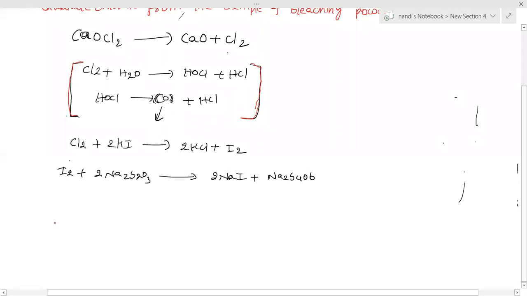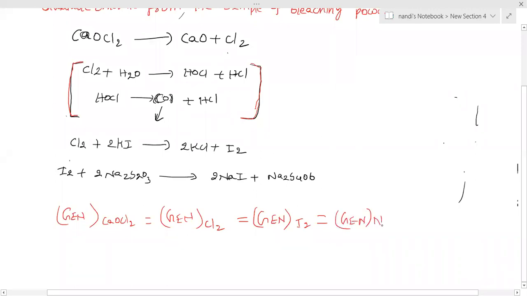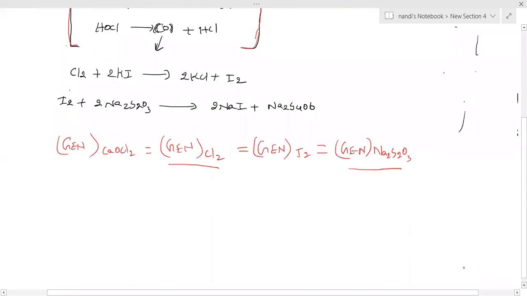So you can write here GN of bleaching powder, that is CaOCl2. You can write GN of Cl2. And Cl2 reacts with whom? I2. Next, I2 reacts with whom? Hypo solution, which is nothing but Na2S2O3. But mostly they will ask you about available chlorine and hypo. These two they will give. In this situation, you can equate these two.